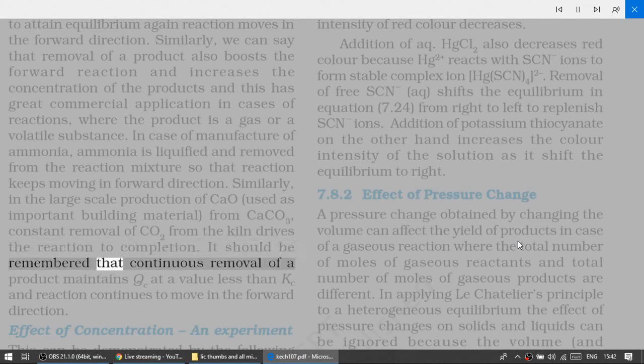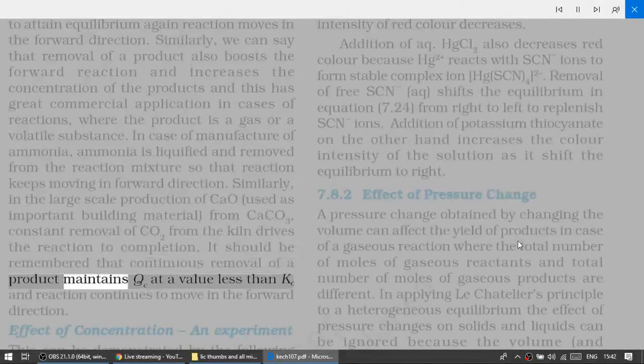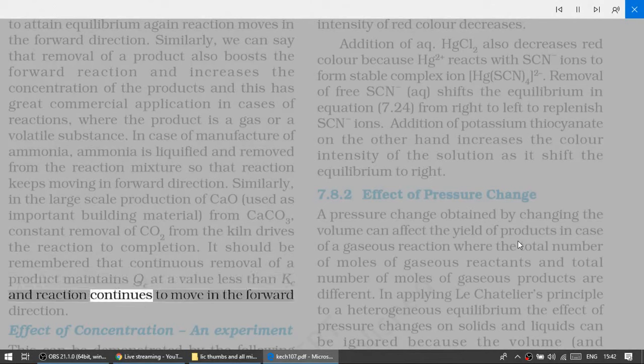It should be remembered that continuous removal of a product maintains Qc at a value less than Kc and the reaction continues to move in the forward direction.